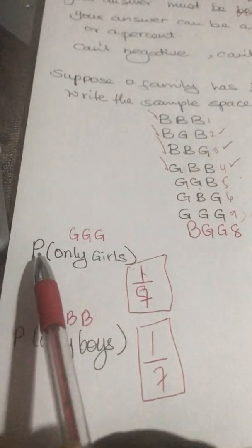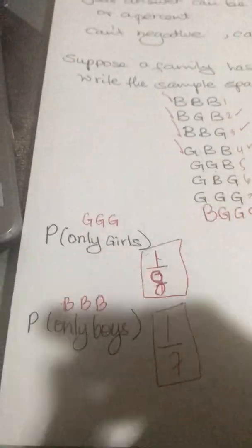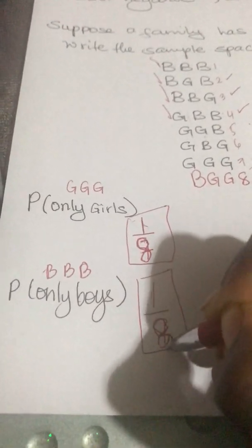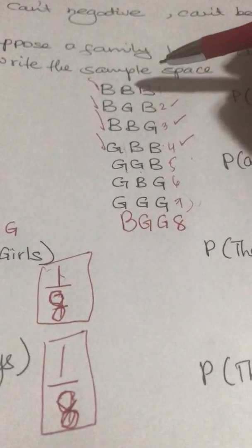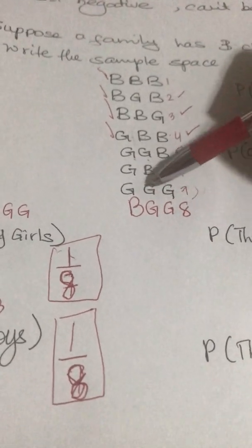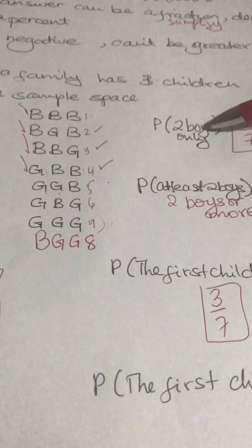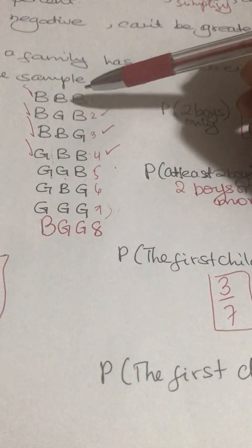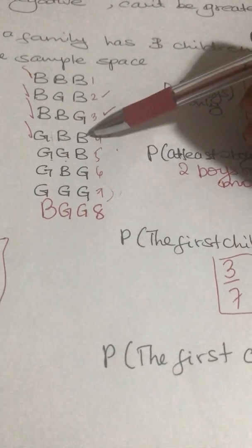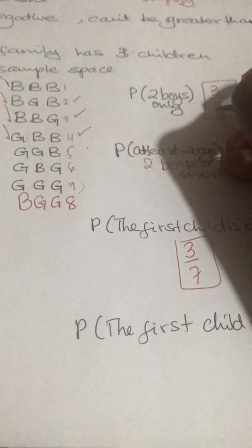Where did I go wrong here? Probability of only girls, this is correct. So 1 out of 8. Probability of only boys, 1 out of 8. Only boys. Only girls, this one right here. Probability of 2 boys only. 1, 2, 3. 2 boys only, 3. Yes. 3 out of 8.